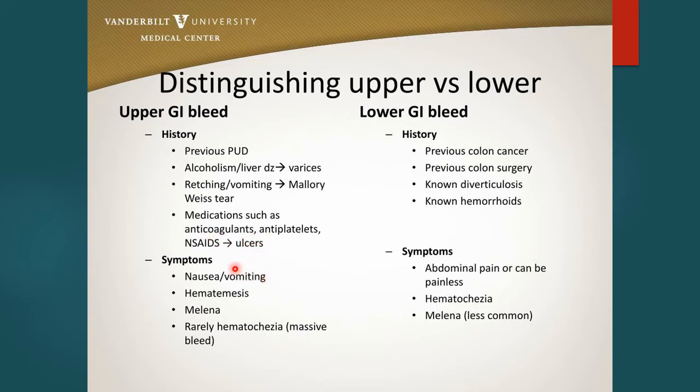In the symptoms, upper GI bleed tend to have nausea, vomiting, hematemesis, and melena. Rarely they have hematochezia. Whereas in the lower GI bleed, hematochezia is the main symptom. Bleeding PR, especially fresh PR bleeding. And melena can occur, but is very much less common. Especially it occurs when the source of bleeding is in the higher small intestine. Abdominal pain can be a symptom of lower GI bleed, but it is quite rare.